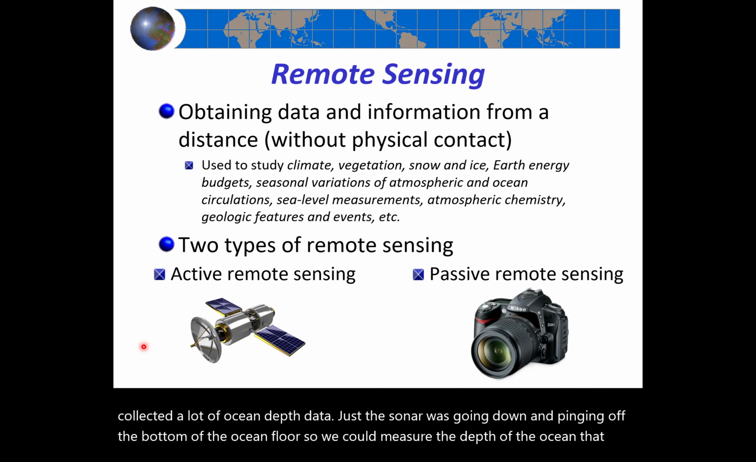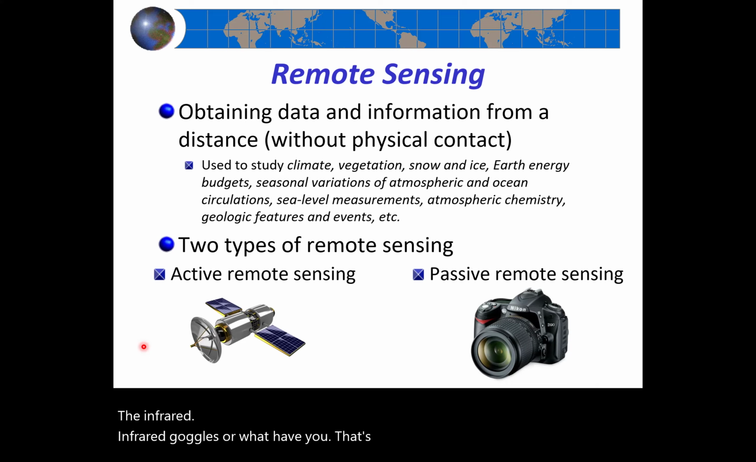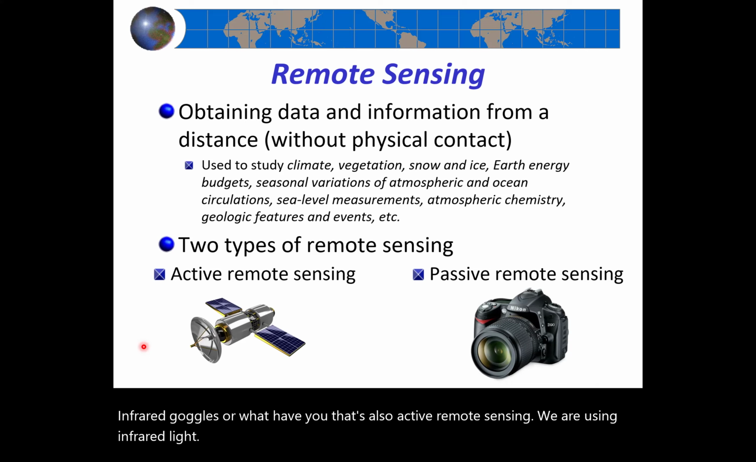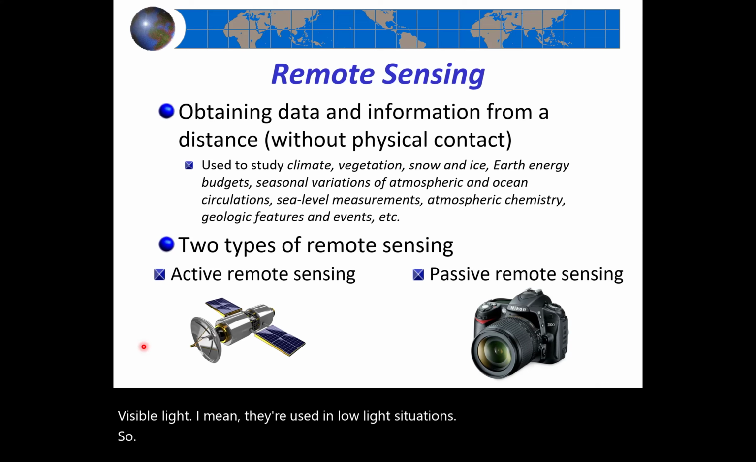Infrared, infrared goggles, or what have you. That's also active remote sensing. We are using infrared light instead of visible light. I mean, they're used in low light situations. So infrared is another type of signal or radiation.